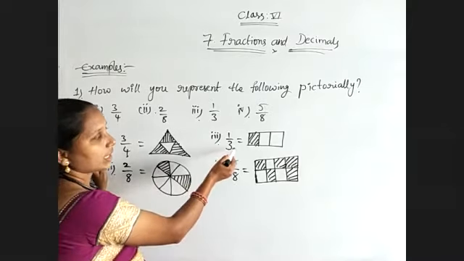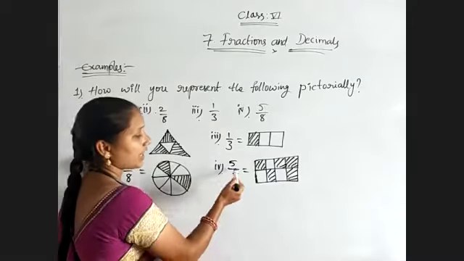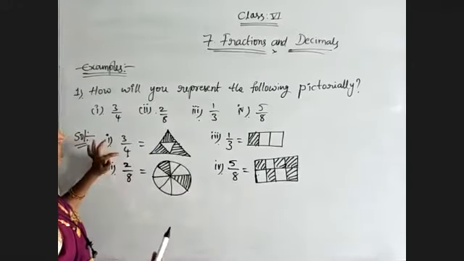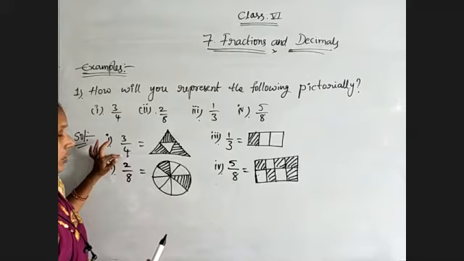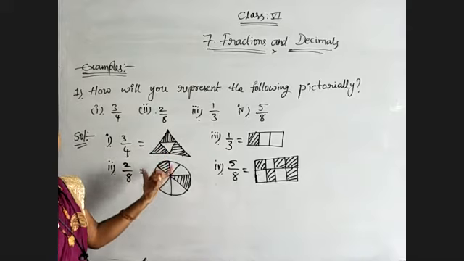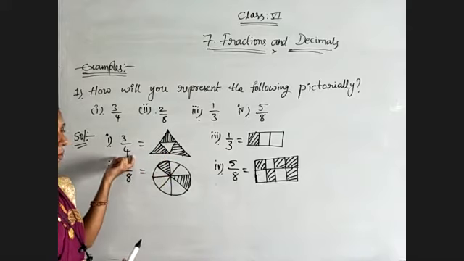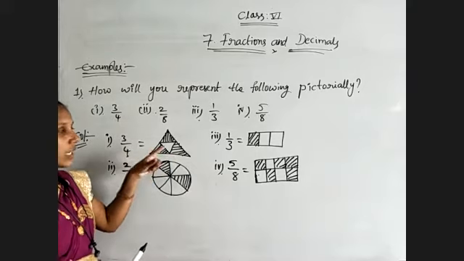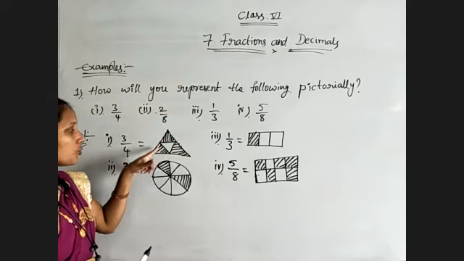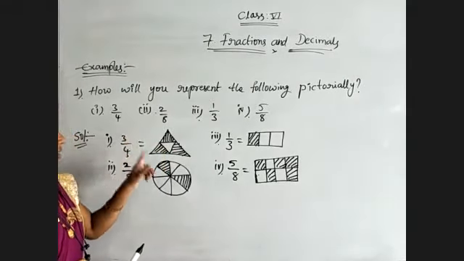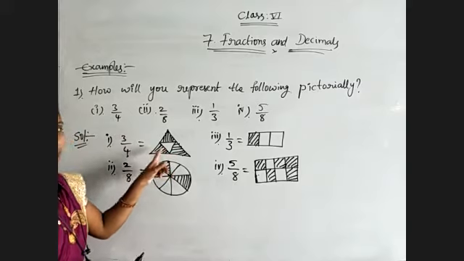And for 1 by 3 I have used a rectangle here. For 5 by 8 I have used a rectangle. So just observe here, total number of equal parts is 4. First observe the denominator, and divide whatever picture you have taken into those many equal parts. So here 4 is there in this fraction. I have divided this triangle into 4 equal parts. 1, 2, 3, 4. Out of 4, 3 parts are selected. So the selected parts I am shading.